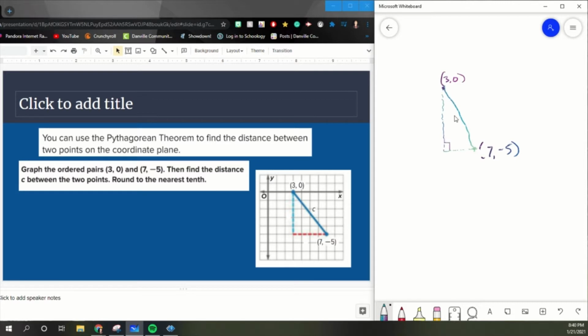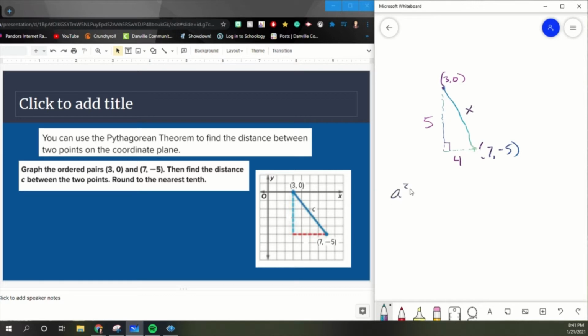So when we have a right triangle here, we can find the distance between this point and this point. We can find the vertical distance, and then we can find the horizontal distance. The vertical distance is 1, 2, 3, 4, 5. So our distance between 0 and -5 is 5, so that side a or b is 5. And our side from 3 to 7, we go over 1, 2, 3, 4 units there. So then we need to find the hypotenuse.